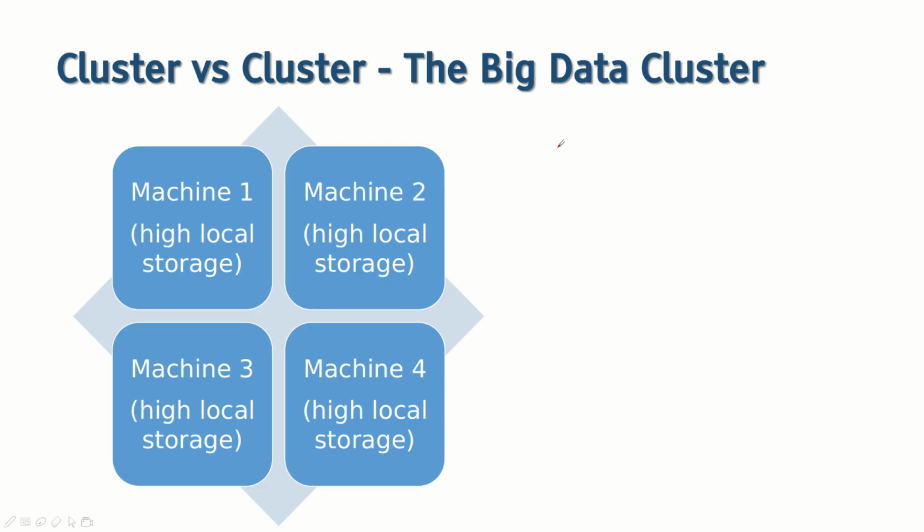So what does the big data cluster look like? Well, it is also a cluster of machines, but the difference is, unlike the typical machine of an HPC, which had very limited local storage, each machine in the big data cluster has a high amount of local storage. That is a major differentiating factor in the big data cluster. There is no network attached storage. Each machine has its own storage capacity.